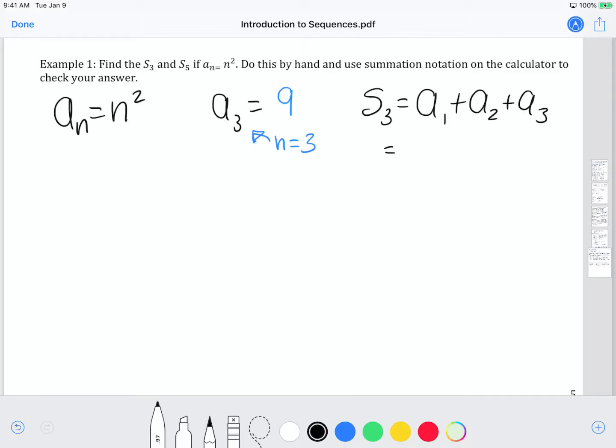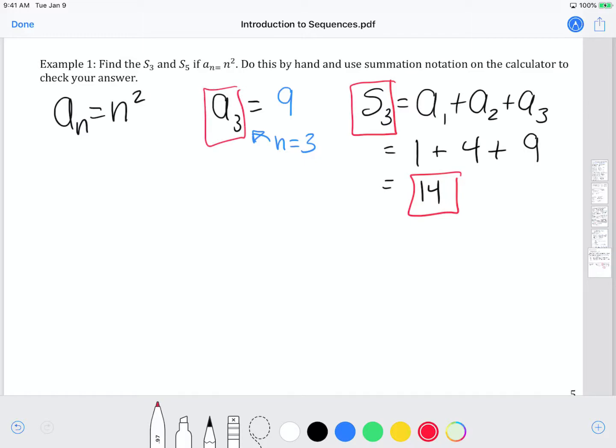If I wanted to find S3, that is the sum of the first 3 terms. So I would have to find A1, which means I plug in n is 1, and I would get 1. To find A2, I plug in 2 for n, that gives me 4. And then to find A3, that's 9, because I plug in 3 for n. So S3 is when I add all those values up, which would be 14. So there's a difference between S3, which is the sum of the first 3 terms, and A3, which is actually the third term.